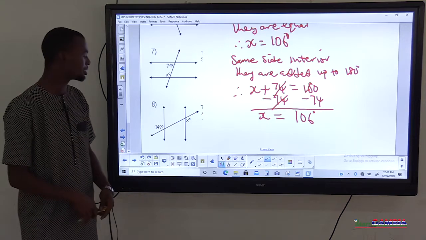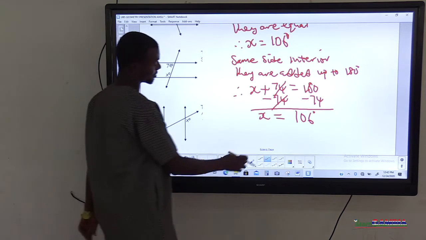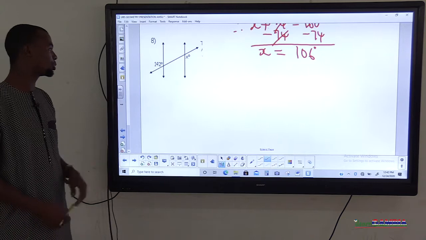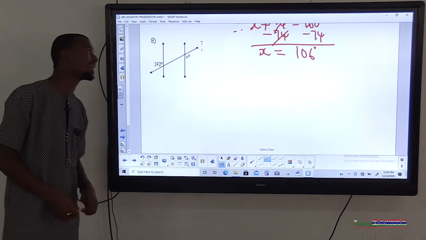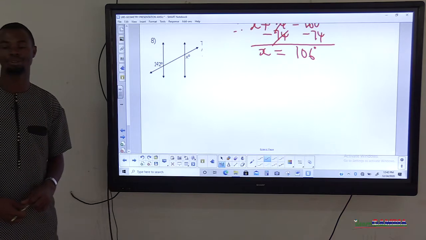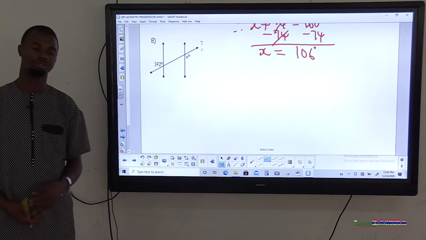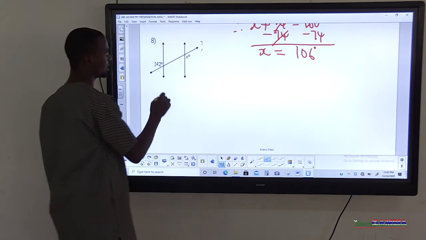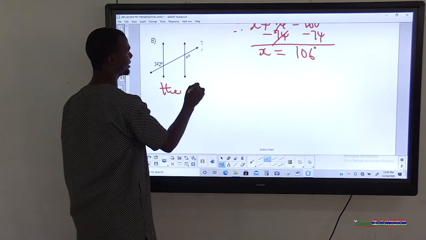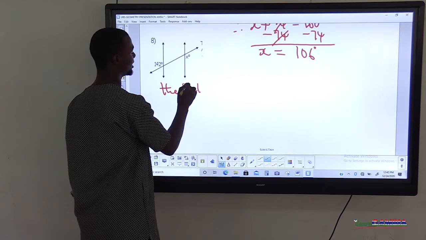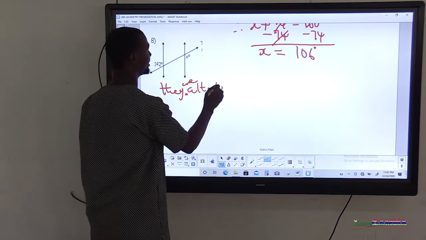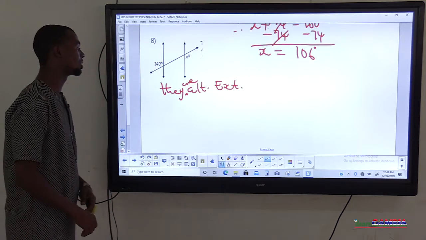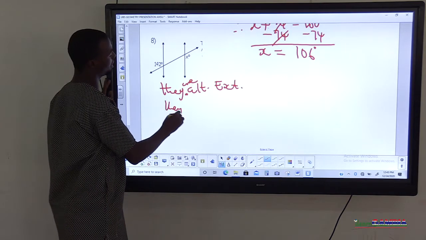So we go to the last one, number 8. 142 is an exterior angle and x is also an exterior angle, and they are found at different sides of the transversal. What type of angles are they? They are alternate exterior, and alternate exterior angles are equal.